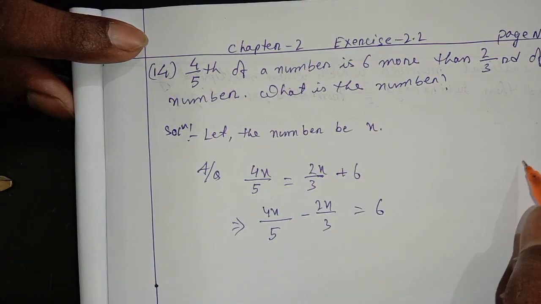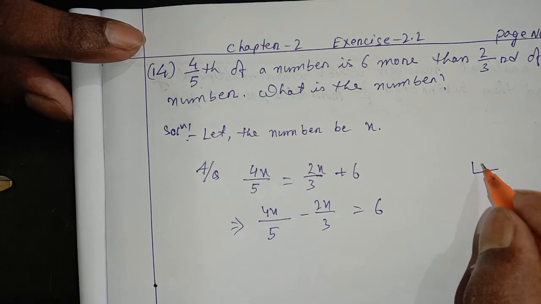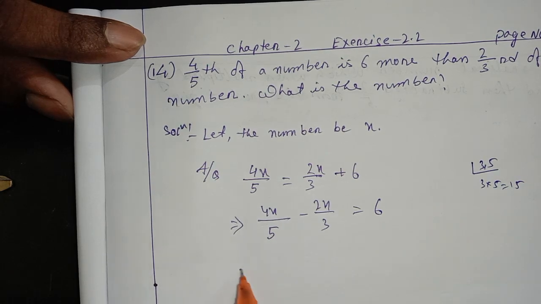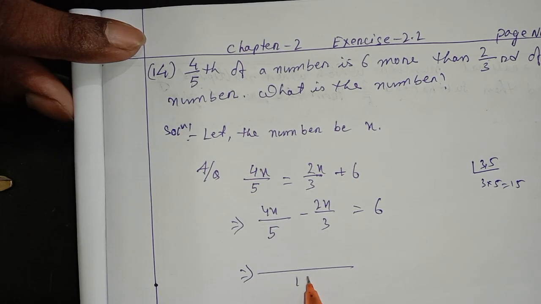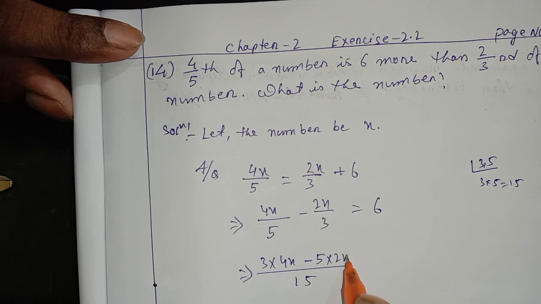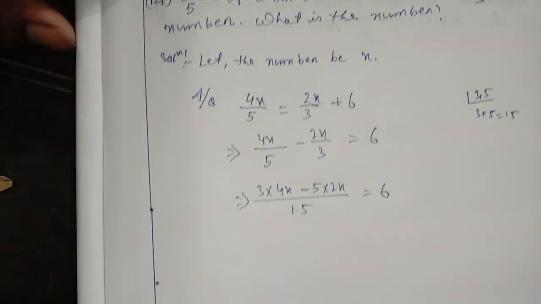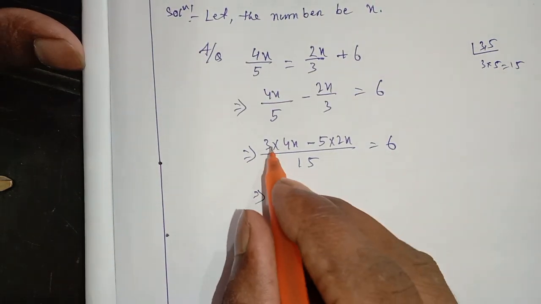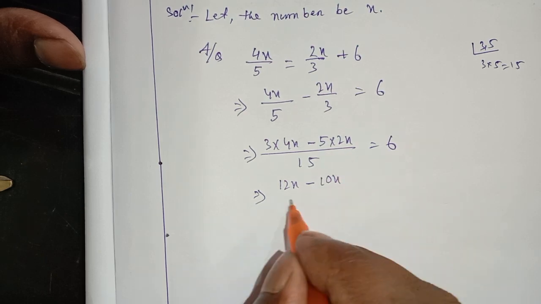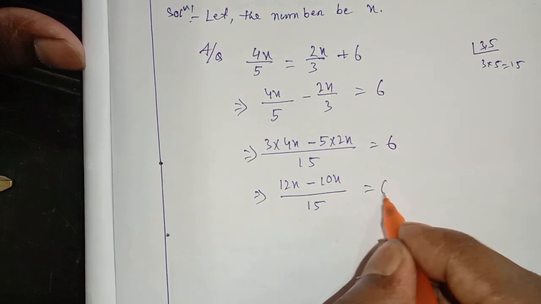Now take the LCM of 3 and 5. What do we have to take? 3 and 5 LCM, then what will it be? 3 into 5 equal to 15, so the LCM will be 15. 15 divided by 5 is 3, so 3 into 4x, minus, 15 divided by 3 is 5, so 5 into 2x, equal to 6. Now 3 into 4 is 12x minus 5 into 2 is 10x, by 15, equal to 6.